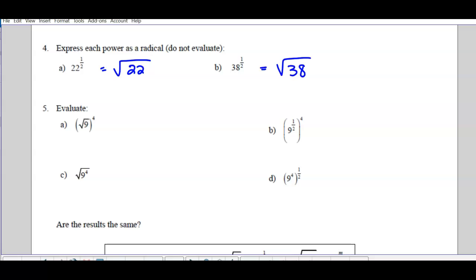In question 5, we're going to evaluate. So we can think about order of operations. Brackets first, there's a square root of 9, which we know is 3. And it's still raised to the exponent 4. It says evaluate, so find the value of that. That's 3 to the 4th. When it's exponent 4, I think 3 times 3 is 9, 3 times 3 is 9, so that's 4 of them. 9 times 9 is 81. Trying to get those mental math skills going.